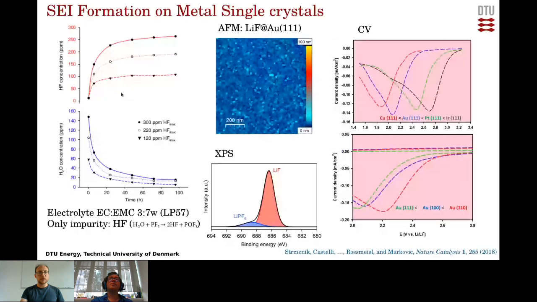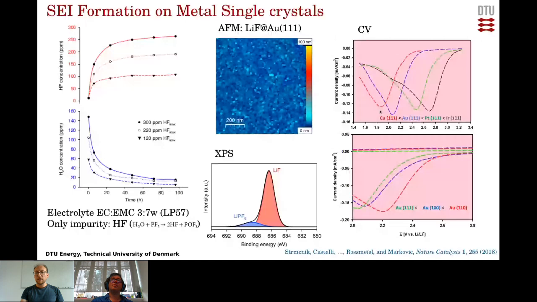This was because the impurity we had was water, which interacts with the salt, forming HF and a kind of phosphate. Looking at the AFM and XPS, they could see a passivating film. And the XPS analysis showed that most of this film was actually made of lithium fluoride. Doing some electrochemical cyclic voltammetry experiments on different single crystal metals, so iridium, platinum, gold, and copper, they saw that there was a shift between the peaks.